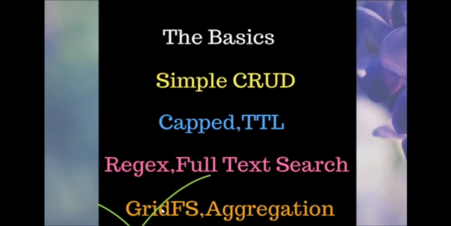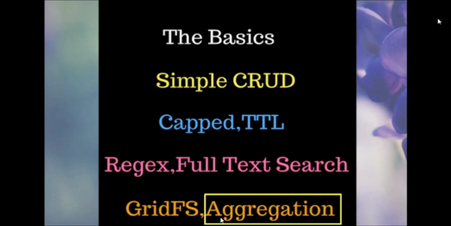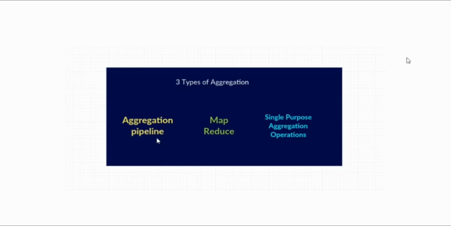Now we have seen a simple demo about GridFS. Now let us move to the next topic, that is aggregation. This is one of the important topics in MongoDB, but it is very easy to understand. In aggregation, we have three types of aggregation. Aggregation pipeline. This is a widely used, commonly used one.